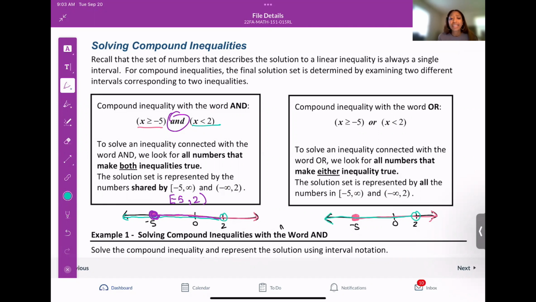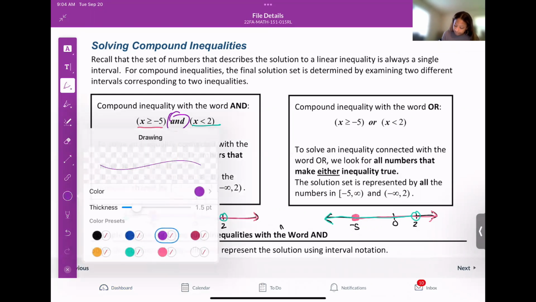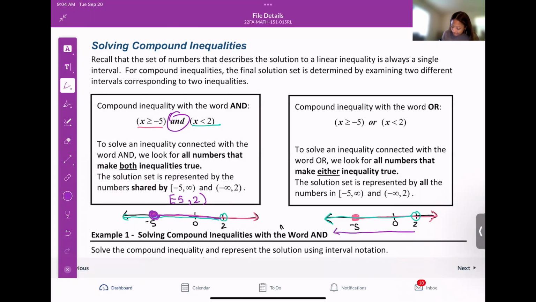So we want everything that's covered by either the green line or the pink line, which, as we can see, the entire number line ends up being shaded. So every single number is either greater than or equal to -5 or less than 2. So our solution for this one would actually end up being all real numbers. Our solution is everything, which is -infinity to infinity. So "and" means that both things have to be satisfied, "or" means that either of the things have to be satisfied.